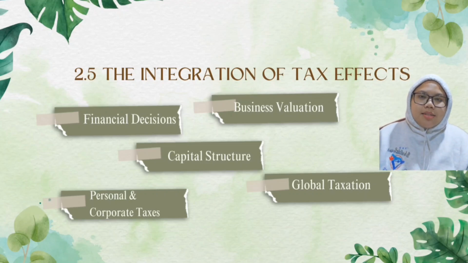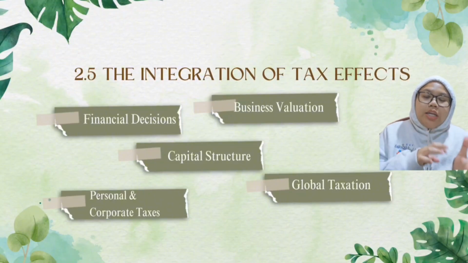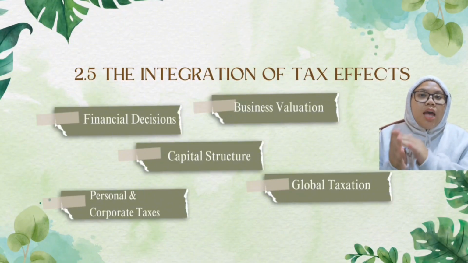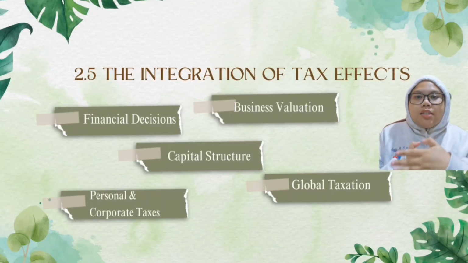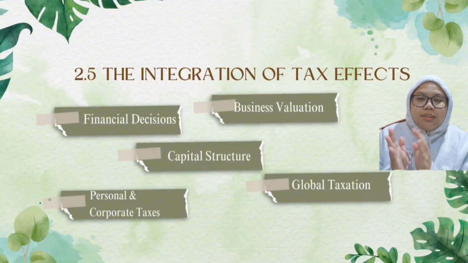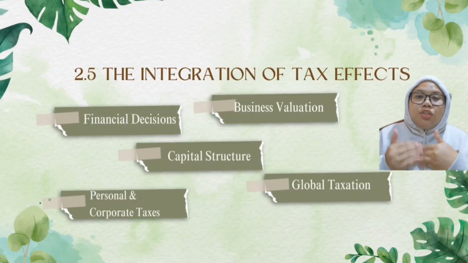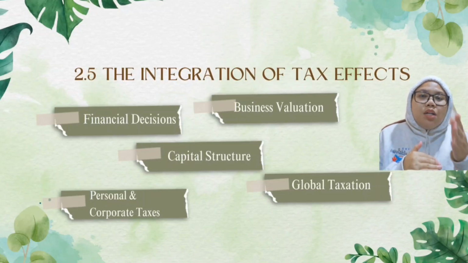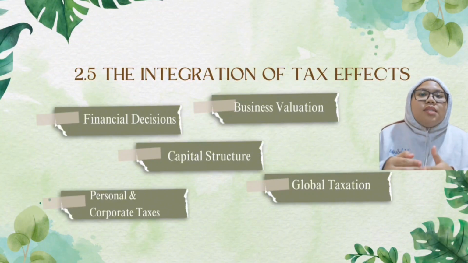Personal and corporate taxes. Tax systems utilize strategies like tax credits or dividend tax reductions to prevent double taxation of company profits and shareholder dividends. And last but not least, global taxation. Tax integration helps multinational corporations deal with cross-border problems like double taxation, agreements, and transfer pricing.